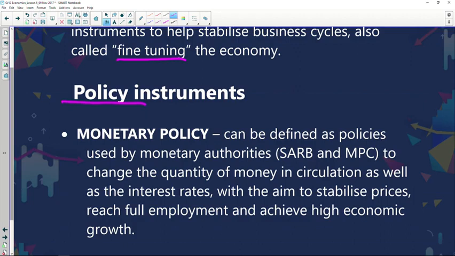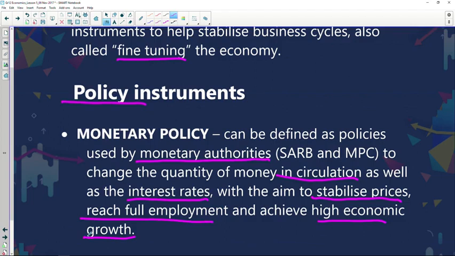So the monetary policy can be defined as policies used by monetary authorities like the South African Reserve Bank or the Monetary Policy Committee to change the quantity of money in circulation as well as the interest rates, with the aim of stabilizing prices, reaching full employment and achieving high economic growth.